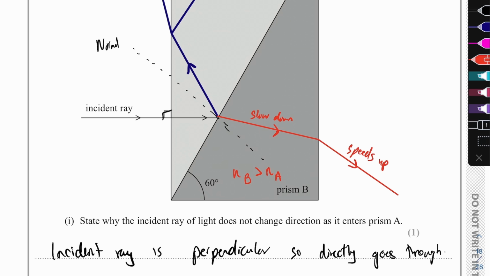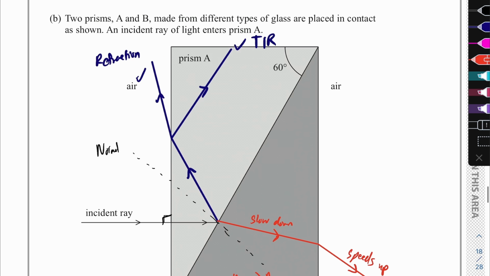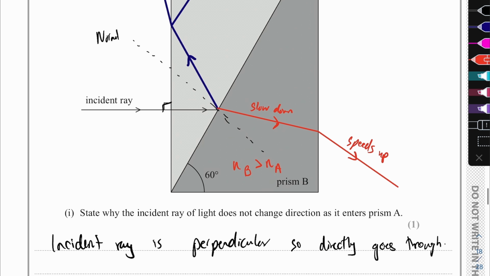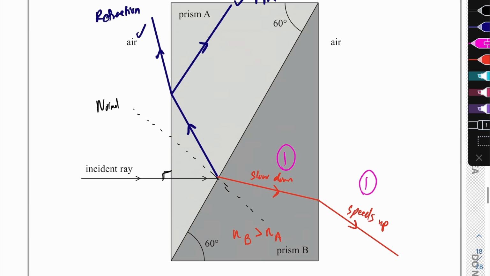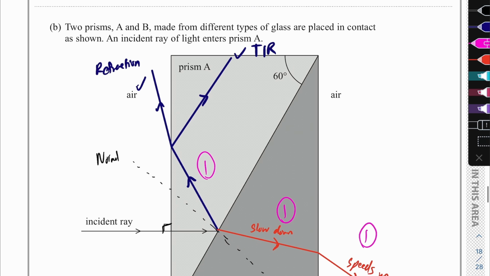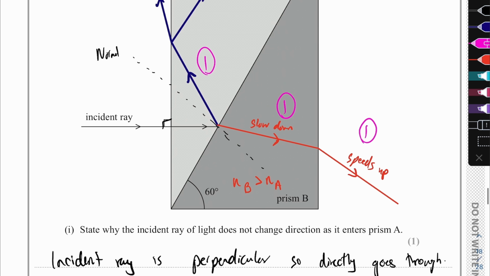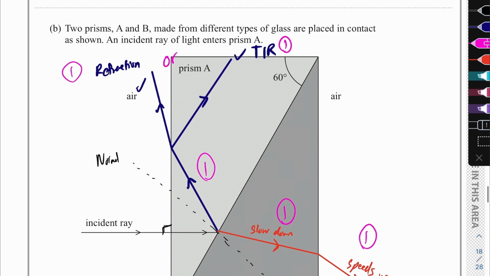So, this is the refracted ray, right? So that's the possibility. So we get 1 mark for what? I'm going to do it in maybe pink. We got 1 mark for slowing down, 1 mark for going faster as it is released, 1 mark for reflection, and 1 mark for either of these. Because it's not stated and we don't know the angle of refraction for this prism, we have no idea. So either of these scenarios is correct.